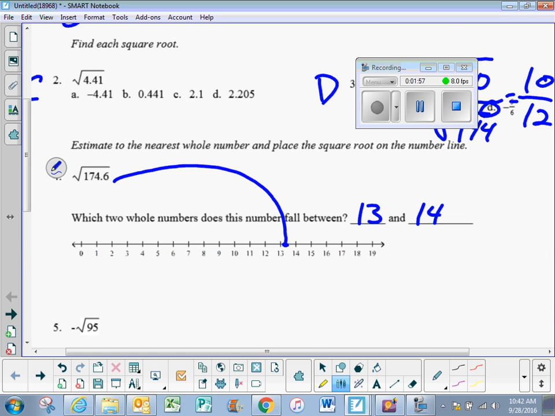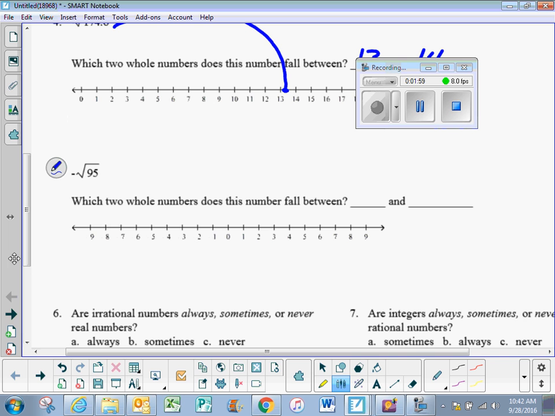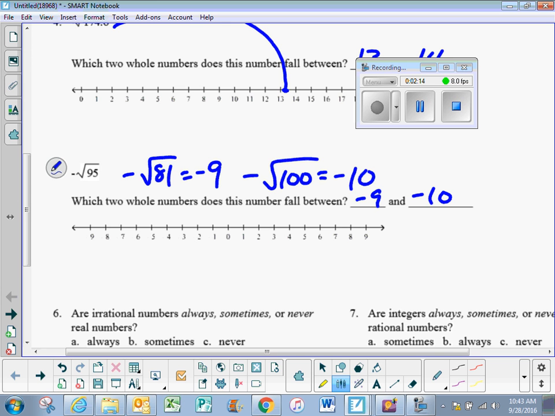Same with this one. A lot of you missed this one. Well, I know negative radical 81 is negative 9, and I know negative radical 100 is negative 10. So it's between negative 9 and negative 10, because radical 95 falls in here, negative. So where is that? Well, it's closer to negative radical 10 than radical 9. It's right there.